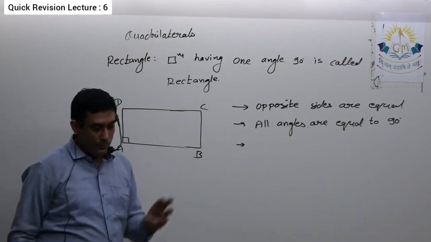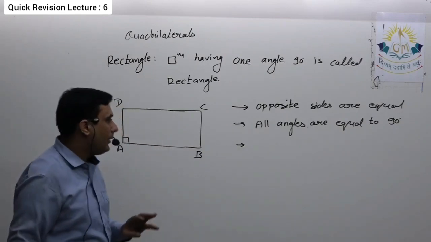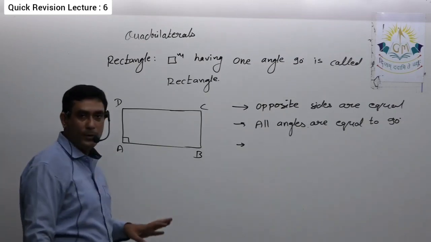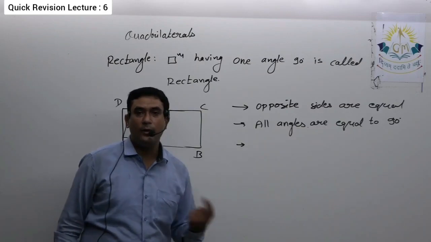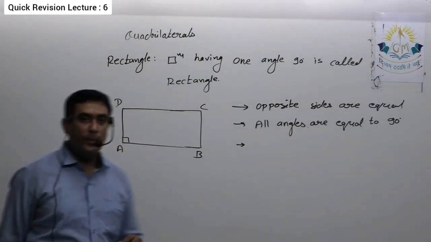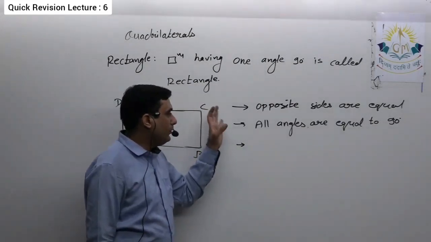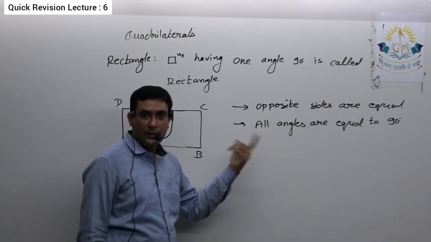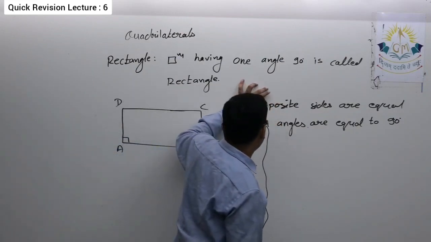See, rectangle, rhombus, and square, all three are the types of parallelogram. So definitely they follow the properties of parallelogram. That means definitely opposite sides will be equal, definitely opposite angles will be equal, and definitely diagonals will bisect each other. Now here when I write the properties, I do write the specific properties of the rectangle only, if there is any property applicable.